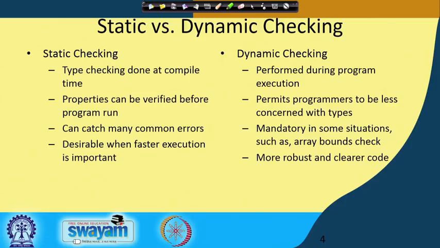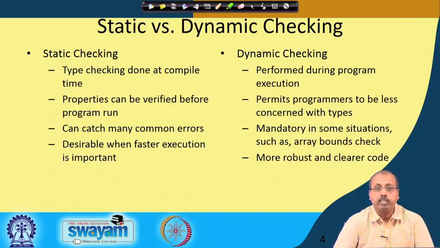So, type checking is done at compile time itself. At compile time, all the variables and identifiers will have their types known, and we can check their types at compile time only. And in the case of dynamic checking, this is performed during program execution. As you can understand, dynamic type checking is more complex. Whenever you go for program execution, you need to do the checking at that time.